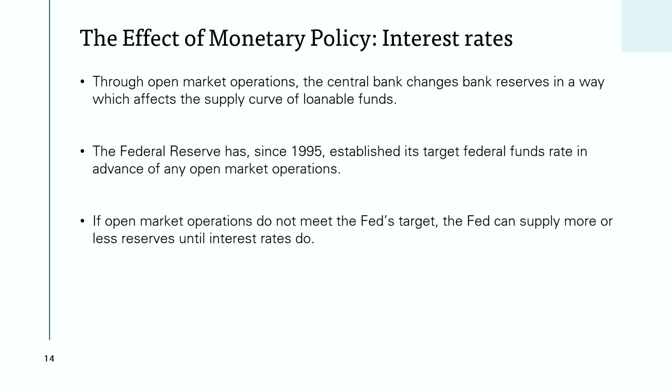So through open market operations, the Fed changes the level of reserves in the banking system, and this directly affects the supply of loanable funds. The Fed announces the target federal funds rate and then conducts open market operations to steer the actual federal funds rate toward that target. If the reserve supply is too low to reach the target rate, the Fed injects more reserves. If the supply is too high, the Fed drains reserves. This mechanism links open market operations to interest rates throughout the economy.